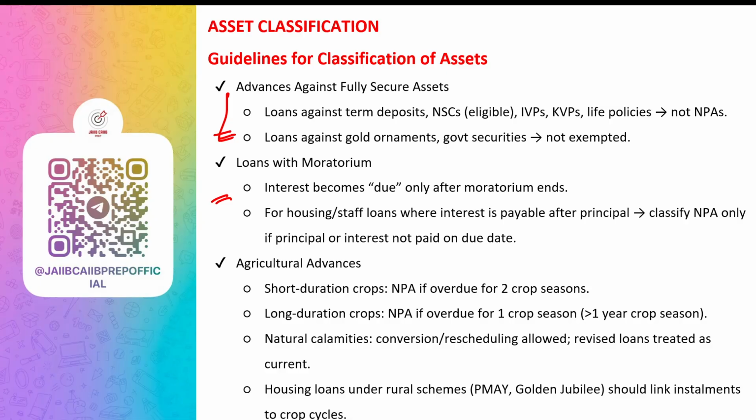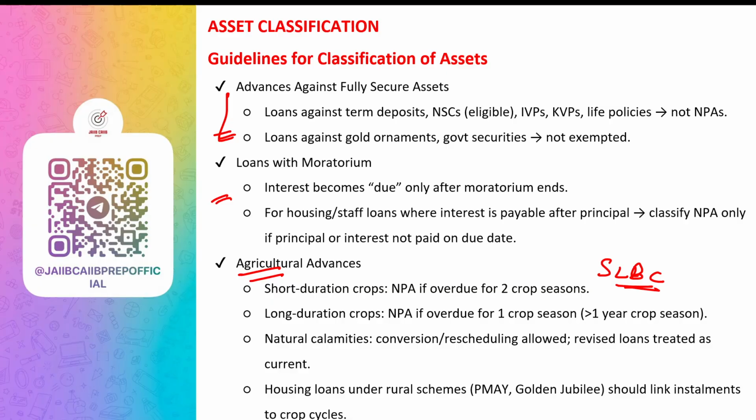Agriculture advances. For short duration crops, a loan becomes NPA if it is overdue for two crop seasons, and for long duration, for one crop season. Now, who decides crop duration? It is decided by the state level bankers committee. So the state level bankers committee decides the crop duration, and if there is a natural calamity, like flood, drought or other calamities that affect repayment, banks may convert short term loans into term loans. They can reschedule repayment or give fresh short term loans. Now these restructured loans are treated as current dues and not NPAs.